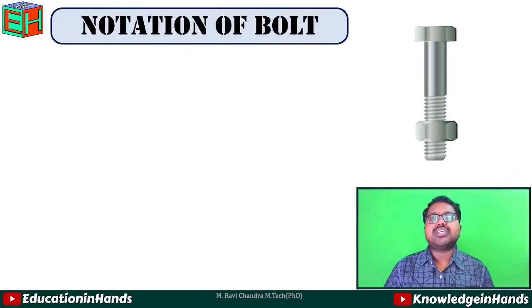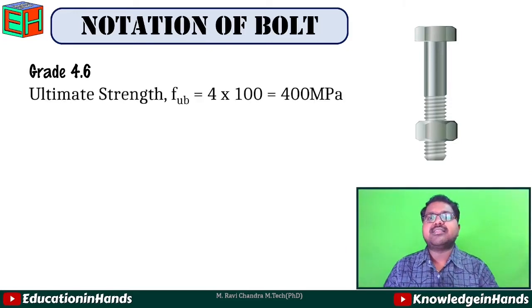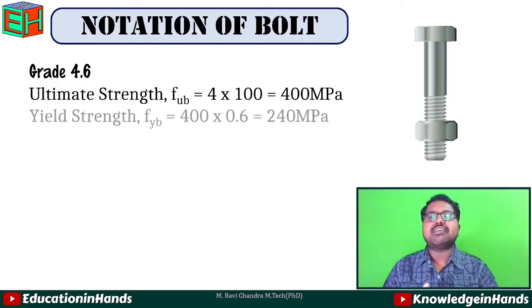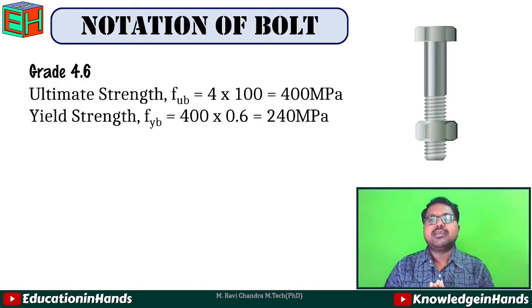If we see the notation of a bolt, according to Indian standards, it is given like grade 4.6. It is one kind of bolt where the 4 represents 4 into 100 times its ultimate strength, where FUB equal to 4 into 100, that is 400 megapascals ultimate strength of bolt, and 0.6 times 400, the ultimate strength, is equal to the yield strength of the bolt, that is FYB, 400 into 0.6, which is equal to 240 megapascals.